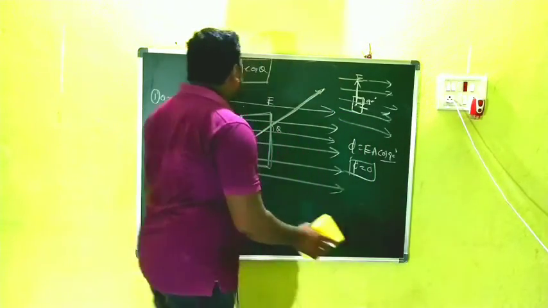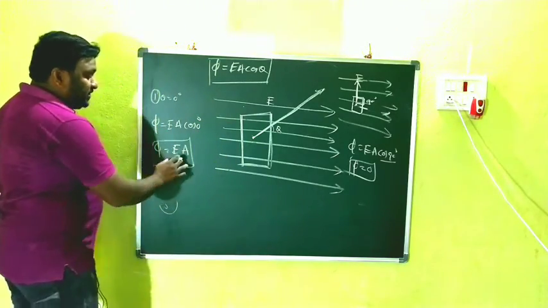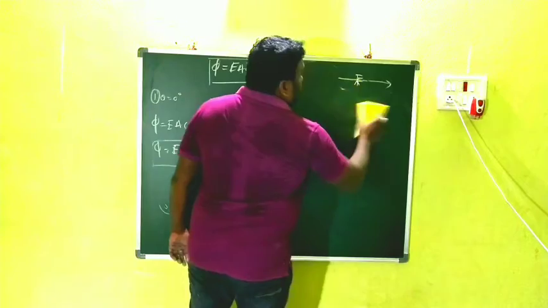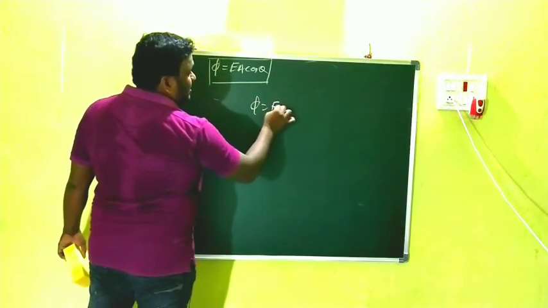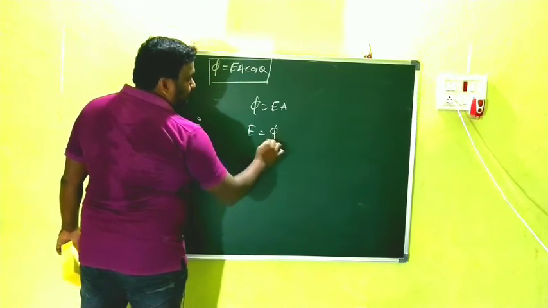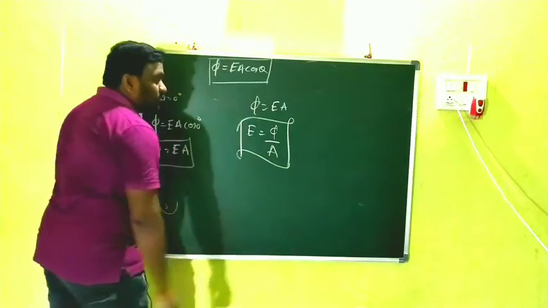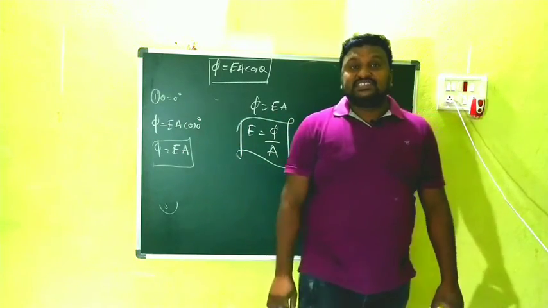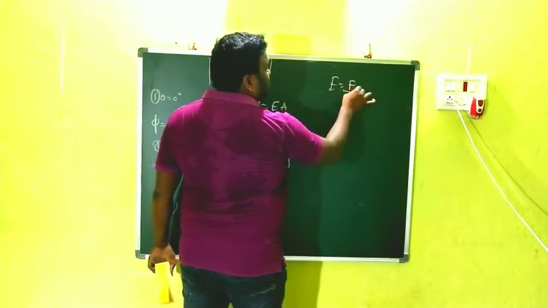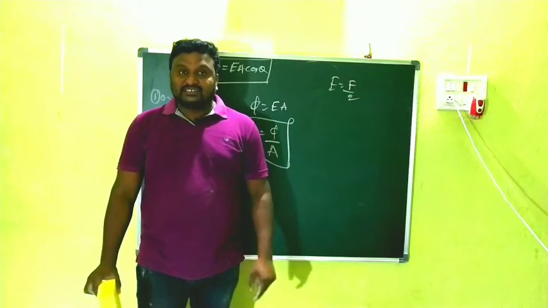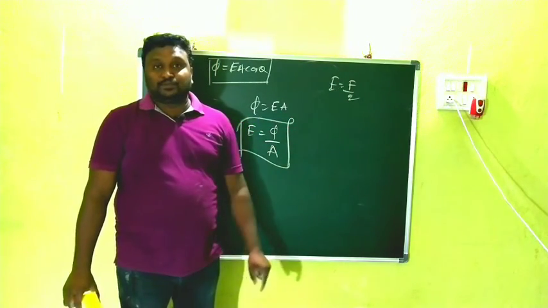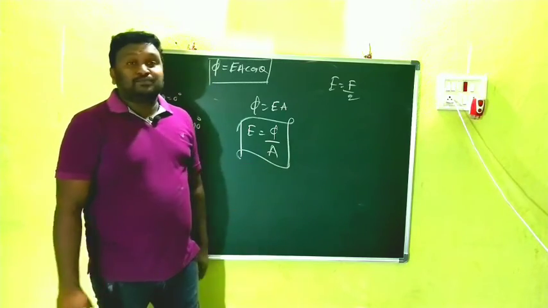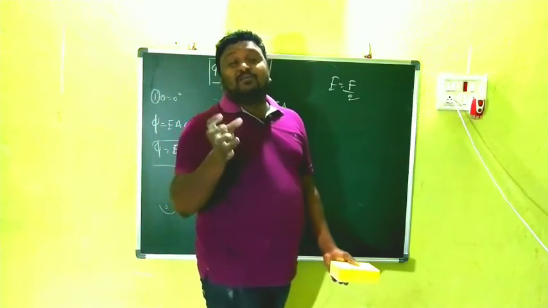Got it, children? So in this case you have to identify that phi is equal to EA, so E is equal to phi by A. From this also we can define the electric field intensity. Generally, electric field intensity E is equal to F by Q, we have that formula. But here in terms of the flux, electric field intensity can be defined as phi by A. Simply, how can we define it? The flux available in a particular area.